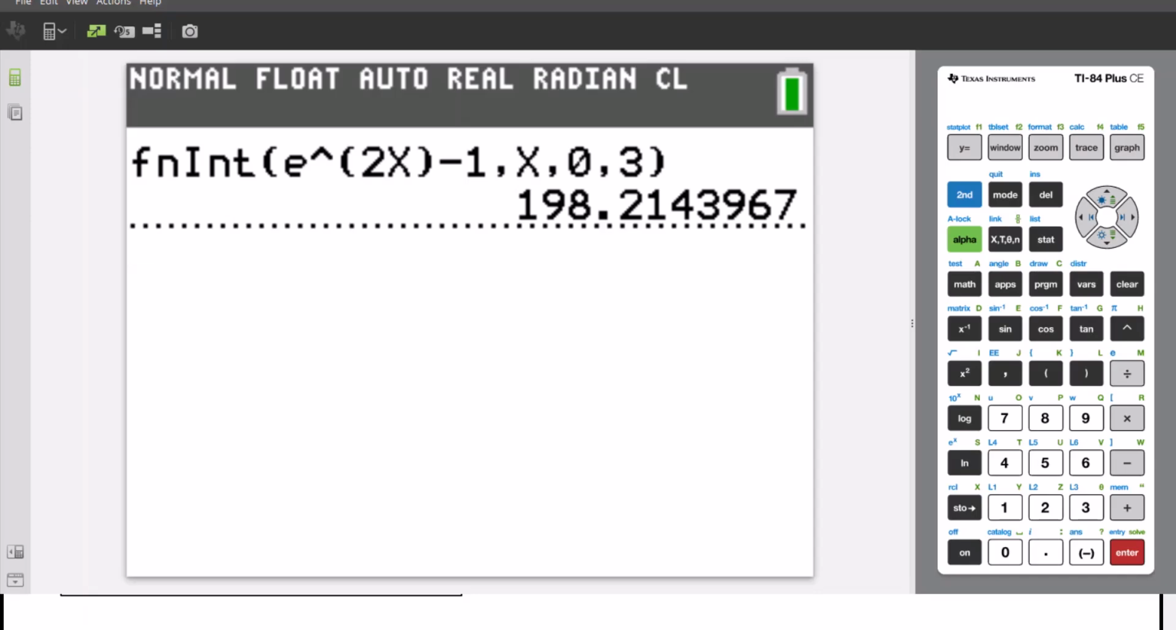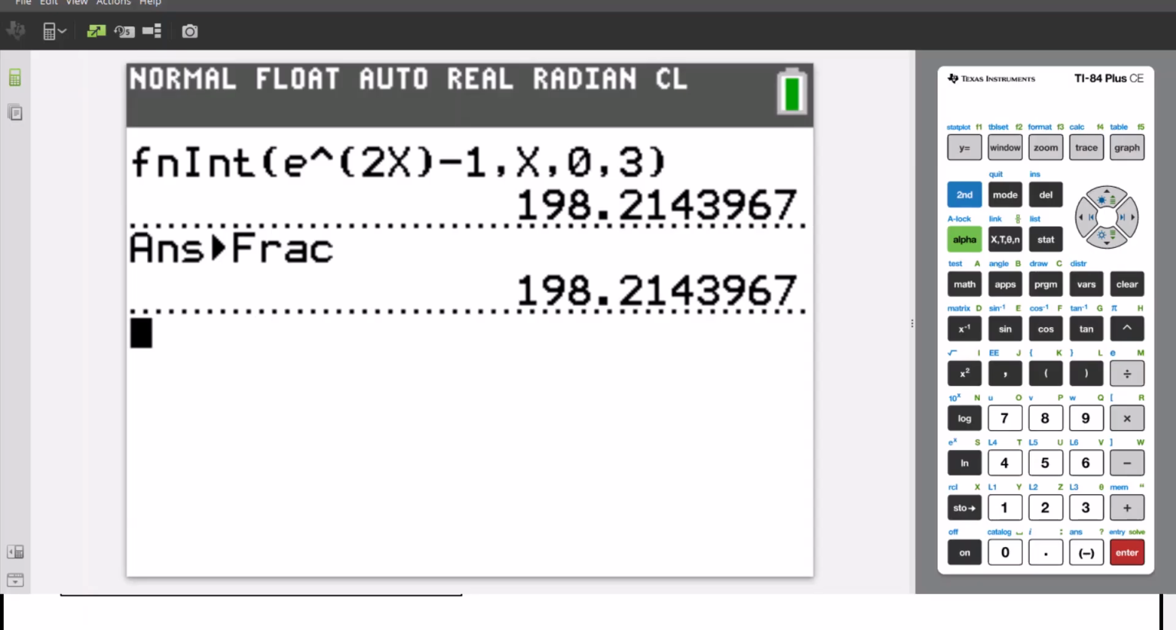My answer is 198.21. If I try to convert this into a fraction, the calculator will not be able to do this, obviously, because we had an e to the power of 6 in our answer. We know it's an irrational number, so there's no way for the calculator to convert it into a fraction. That's by definition what an irrational number is. It cannot be converted to a fraction.